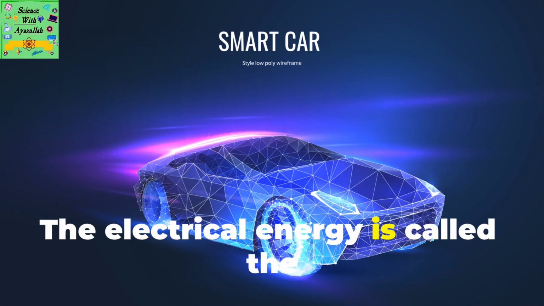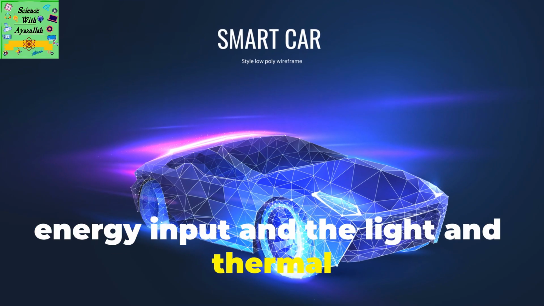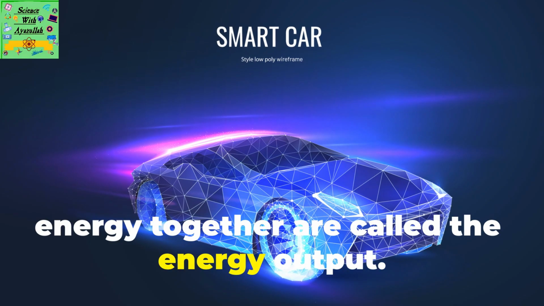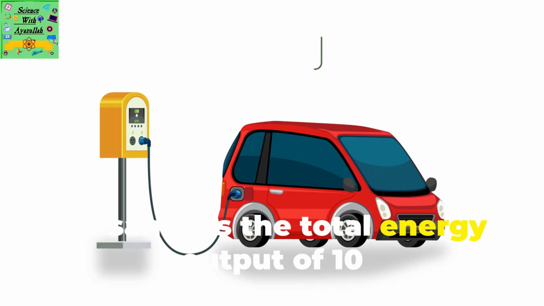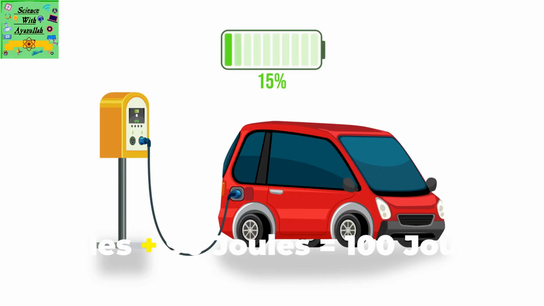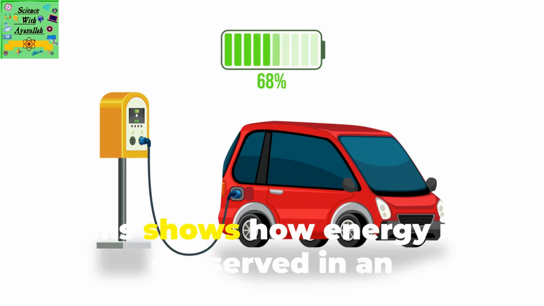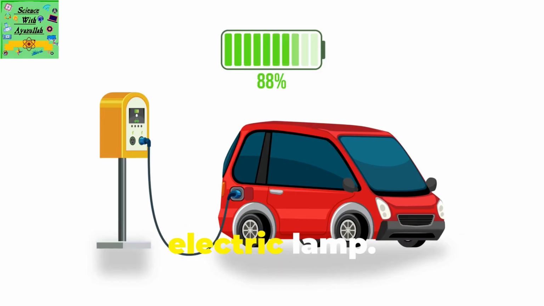The electrical energy is called the energy input and the light and thermal energy together are called the energy output. The total energy input of 100 joules is the same as the total energy output of 10 joules plus 90 joules, which equals 100 joules. This shows how energy is conserved in an electric lamp.